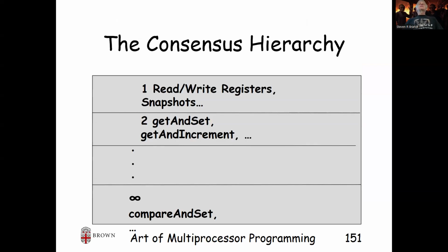All right. So we have our consensus hierarchy. We have our regular memory, which is consensus 1. We have consensus 2, which is get and set and get and increment. And then we haven't found anything with different numbers, but we have infinity for compare and set.